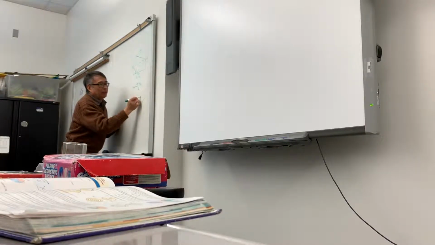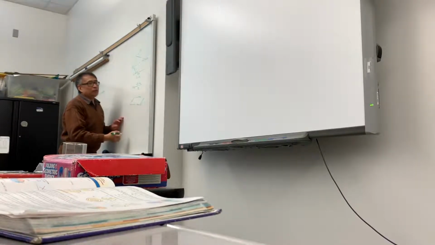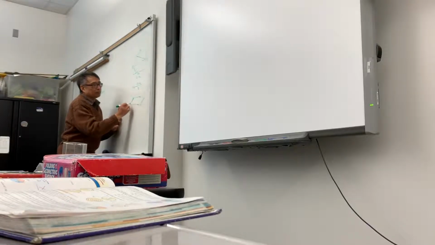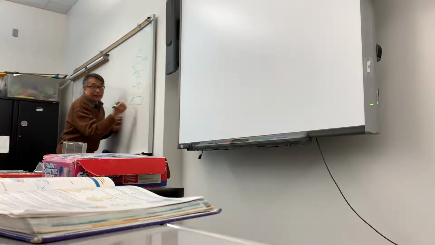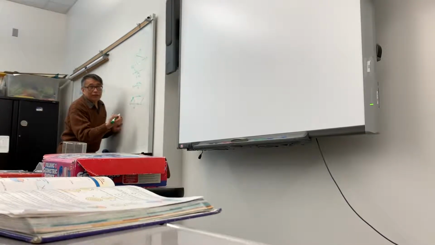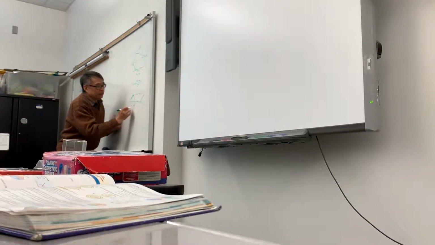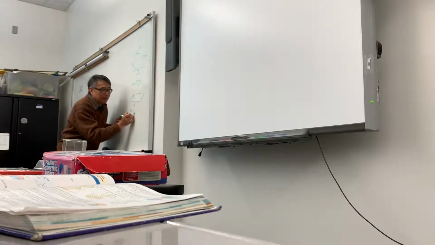Parallelogram. Those two are parallel. How to get this done? This is the base. You need to find the height. If the question doesn't give you the height, you try to find the height. So base times height equals the area. Don't divide it by 2. Why don't divide by 2?